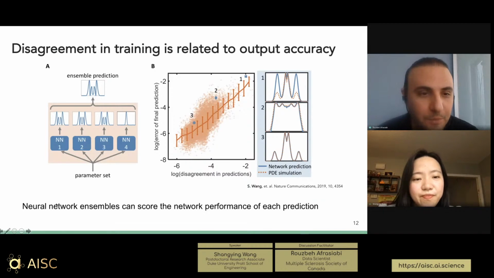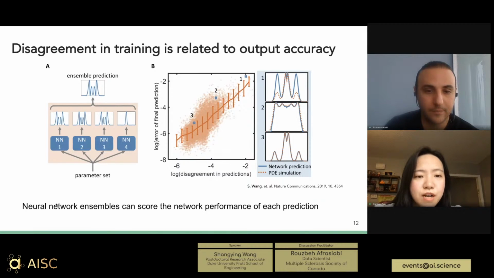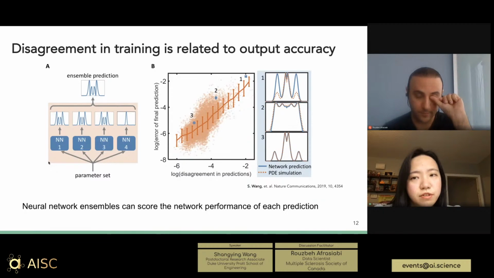Shangying, I can stop you for a second. You mentioned that you're using an ensemble. I just want to know how different these networks are, and whether these networks can produce enough error or variety in the system that you can use them to check whether or not your system produces valid results. Oh, that's a very good question. For all these neural networks, the structure of the neural network is the same.